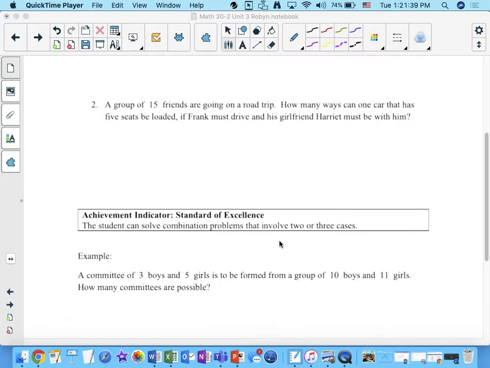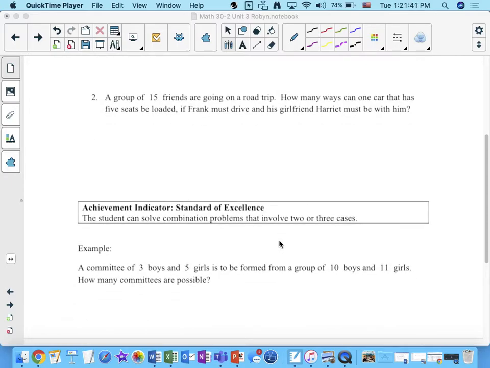Okay, so number 2. A group of 15 friends are going on a road trip. How many ways can one car that has 5 seats be loaded if Frank must drive and his girlfriend Harriet must be with him? Well, if Frank has to drive and his girlfriend has to go with him, how many spots are going to be left? 3. There's only 3 spots left.